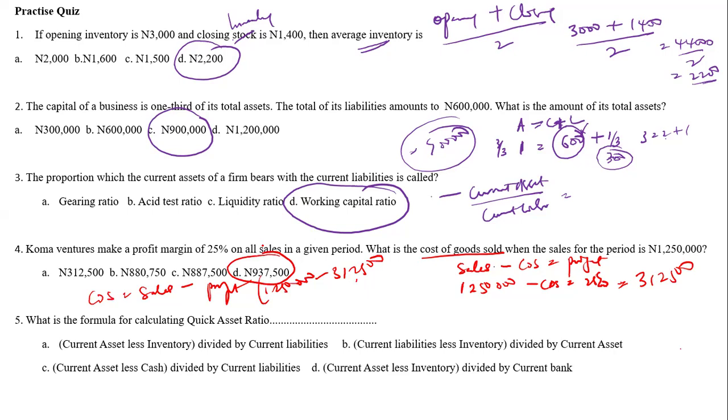Now, what is the formula for calculating quick ratio? That one, I want you to digest it. Remember, I gave you, let's just look at it. They told you current asset less inventory divided by current liability.